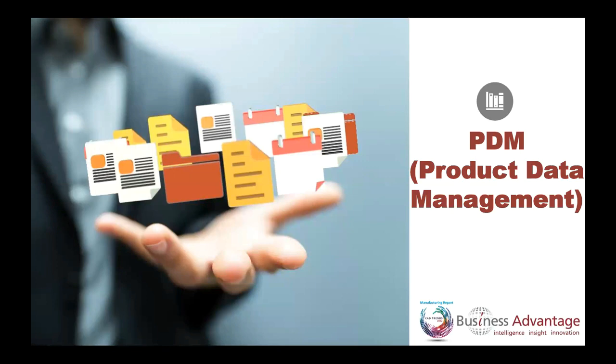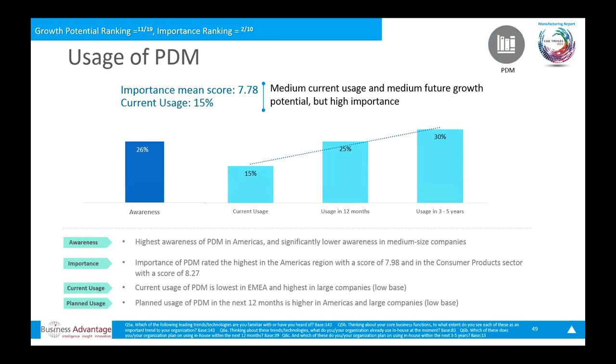Next, we'll move to product data management, or PDM. And the importance associated with PDM over time has consistently remained high at about 7.78. It's got medium usage amongst our sample, about 15%. And again, this is somewhat lower than we typically expect for PDM.